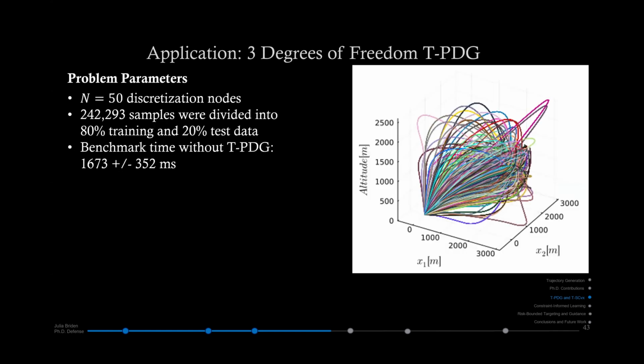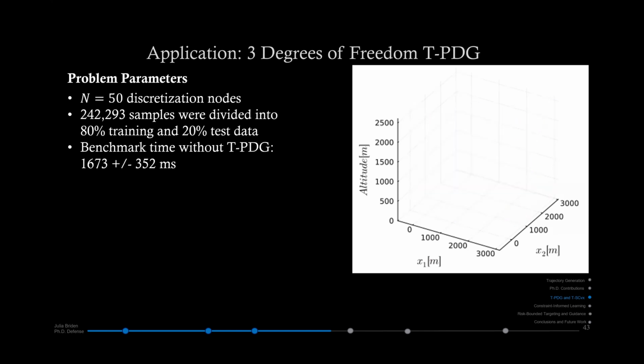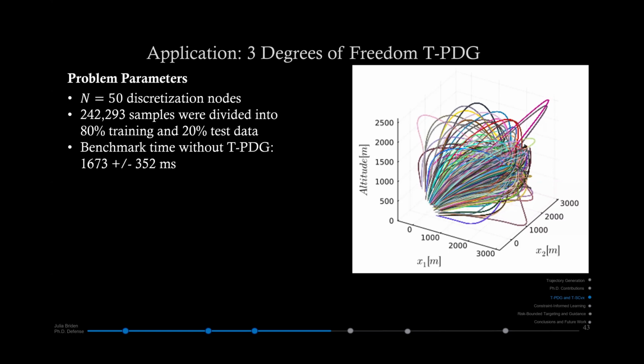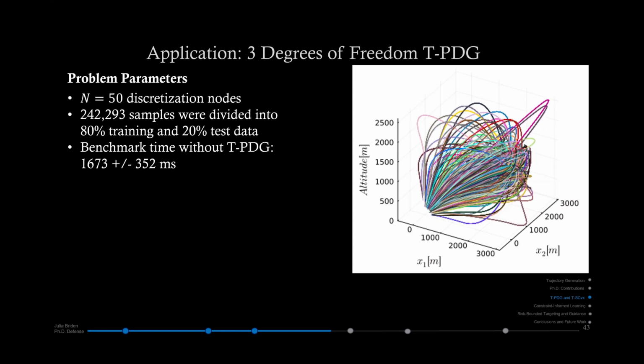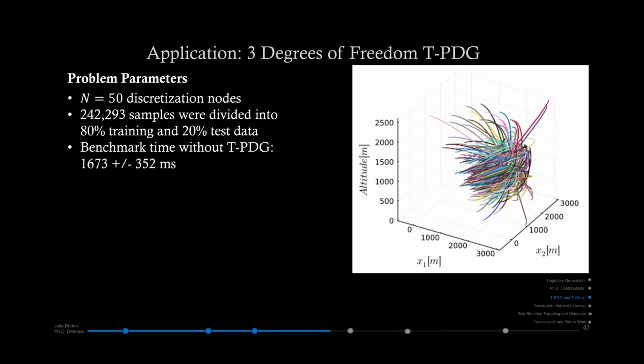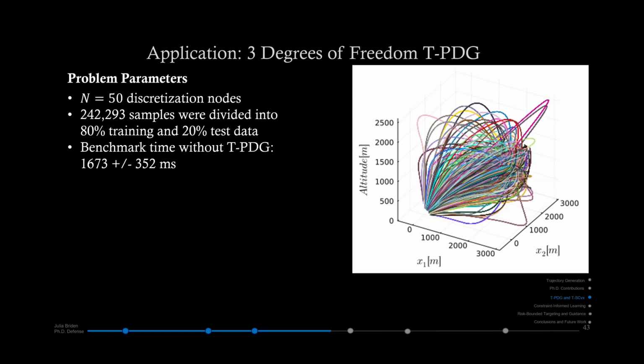So here are some of the test time trajectories plotted out. And specifically, we want to go over an application that's 3 degrees of freedom, T-PDG. So we're testing for 50 discretization nodes. And then we took a little over 240,000 samples divided into training and test data. And then we want to compare against the benchmark time of LCVX, or lossless convexification. And that one took about 1.6 to 1.7 seconds in terms of solve time.